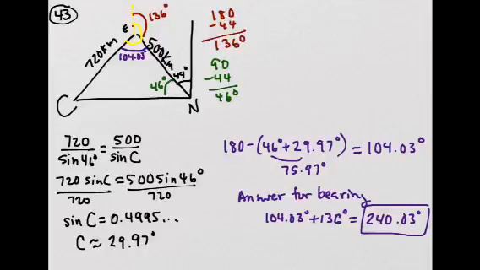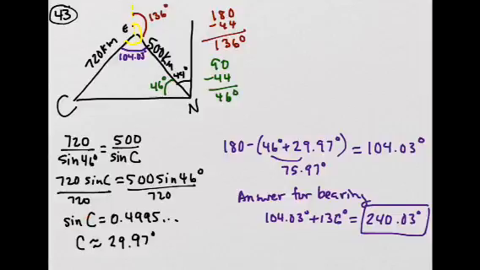The next thing is that it told you that, what was the name of the city? Cannon was due west of Naples, so I know that this is a 90 degree angle. So then I took 90 minus 44 and I got 46 for this angle right here. So that was enough information to set up this proportion here so I could find angle C. So I did 720 over sine 46 equals 500 over sine C, and again solved it.